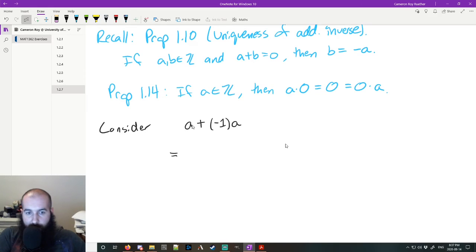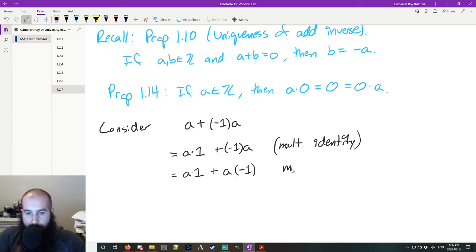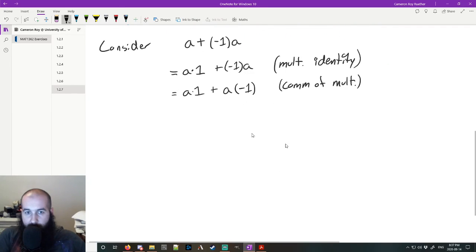Now I'm just going to use some axioms and these propositions to try and manipulate this into 0. So the first thing I'm going to do is replace a with a times 1. And doing that is just an application of the multiplicative identity, sort of in reverse. I'm going to commute this into a times negative 1, commutativity of multiplication. And the reason I did that was with the goal of using distributivity in reverse, to take this a out.